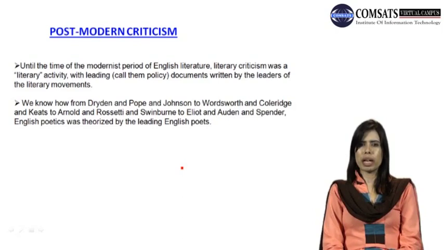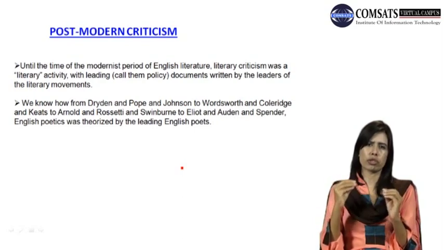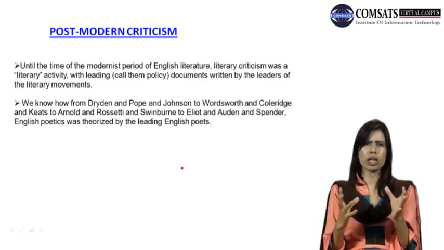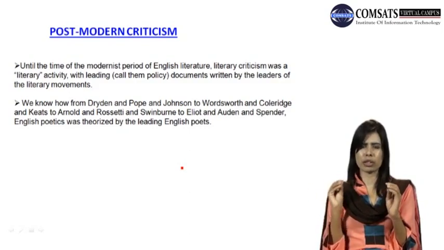We know how from Dryden and Pope and Johnson to Wordsworth and Coleridge and Keats to Arnold and Rossetti and Swinburne to Eliot and Auden and Spender, English poetics was theorized by the leading English poets. So for example, if we read Wordsworth for play purposes only, there won't be any criticism as such. So the postmodern critics introduced the term criticism there.